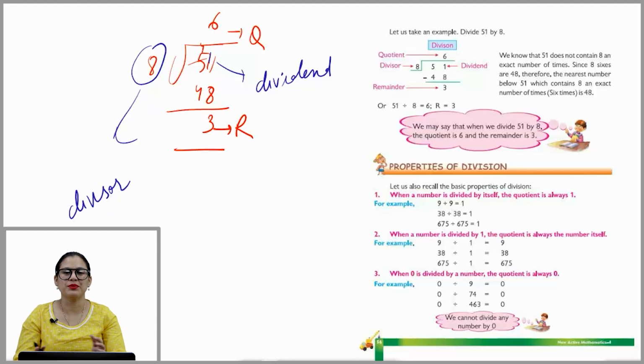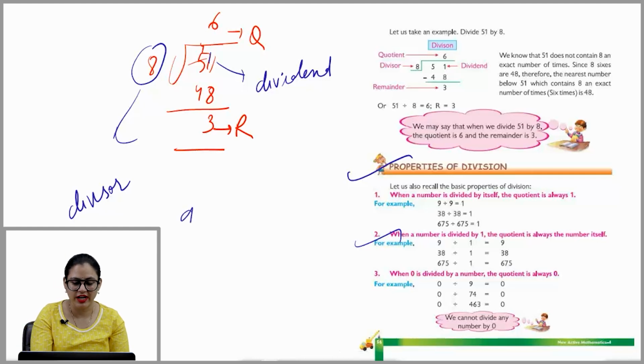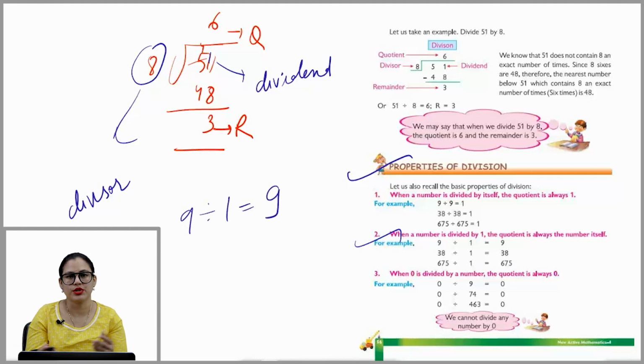Now let's check out the properties of division. Let us also recall the basic properties of division. Number 1, when a number is divided by itself, the quotient is always 1. 9 divided by 9, quotient is 1. 38 divided by 38 is equal to 1. Okay, and 675 divided by 675 is equal to 1. Number 2, when a number is divided by 1, the quotient is always the number itself. If we divide 9 by 1, the quotient is the number itself. If we divide 38 by 1, the quotient is the number itself.